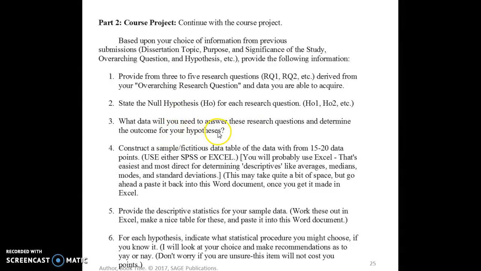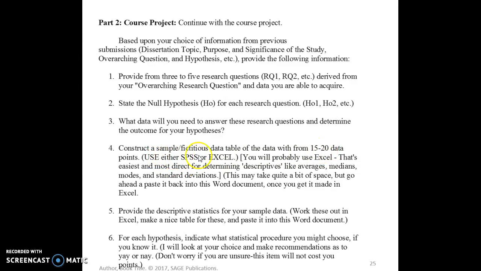You're going to have to determine what data you will need to answer the research questions and determine the outcome for your hypothesis or hypotheses. This is important. You're going to construct a sample, fictitious data table with from 15 to 20 data points. Sometimes that's not enough, and I'll show you why. I had to put about 40 pieces of data in the one I'm going to use for an example. So you might want to try to get as many as 40 pieces of data for yours.